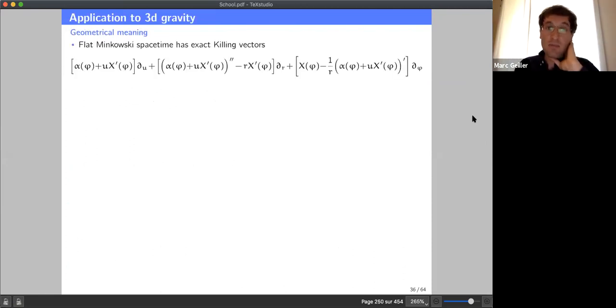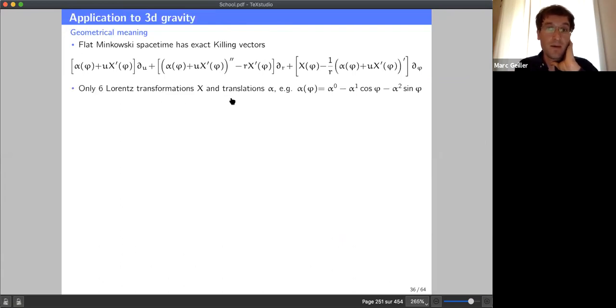So if you just think about flat Minkowski spacetime in the Bondi coordinates which we gave earlier, flat Minkowski spacetime has exact Killing vectors, which are just Poincaré transformations. Poincaré transformations are parameterized by Lorentz transformations alpha and translations x. Sorry, I denoted here Lorentz transformations by x and translations by alpha. And of course, we know that flat Minkowski spacetime has only 6 such isometries. So 6 Lorentz transformations and translations. There are 3 Lorentz transformations in 3 dimensions and 3 translations in 3 directions.